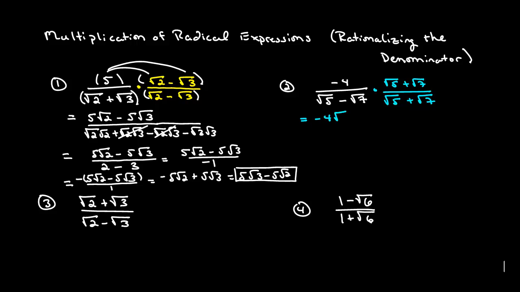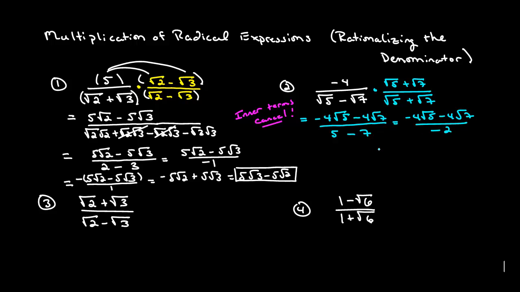So we've got negative 4 times the square root of 5 plus negative 4 times the square root of 7. Again, we're distributing there. Go back and look at the last example if you don't know why I just did that. And here we'll do the bottom, but remember on the last problem, the inner terms canceled out. Well, it's going to happen here as well. So all I need to concern myself with is the first and the last terms multiplied together. So that'll give me square root of 5 times square root of 5 is 5. Square root of 7 times square root of 7 is 7. So it would give me 5 minus 7. So I have negative 4 square roots of 5 minus 4 square roots of 7 over negative 2.